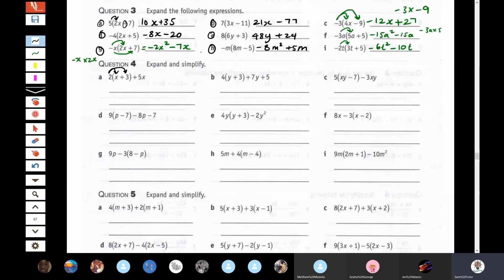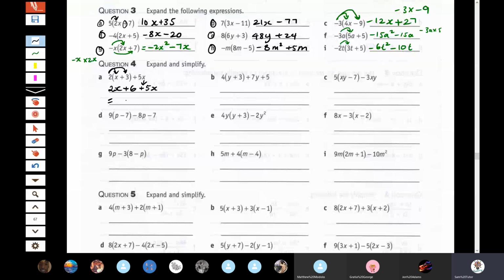So 2 times x is 2x, plus 2 times 3 is 6. And we still have plus 5x. That still comes down. Plus 5x. So 2x plus 6 plus 5x equals.